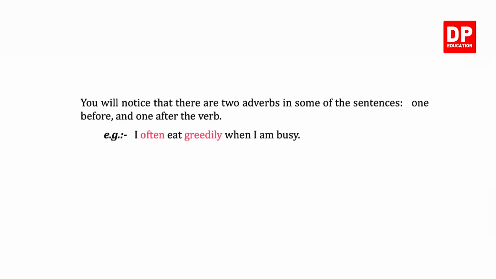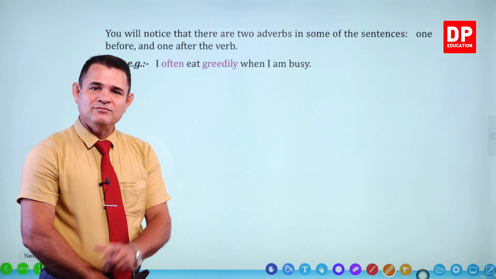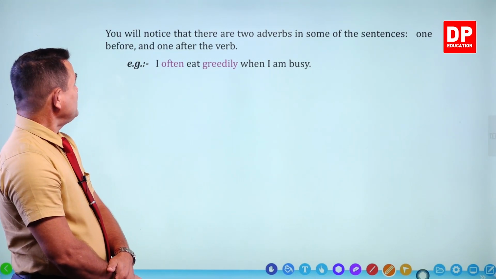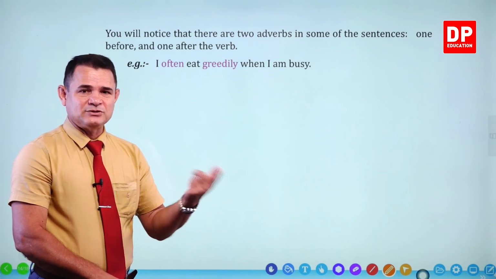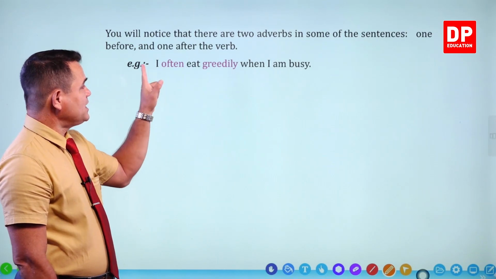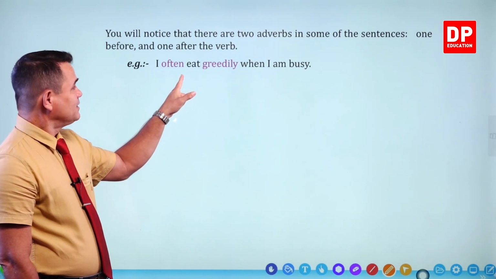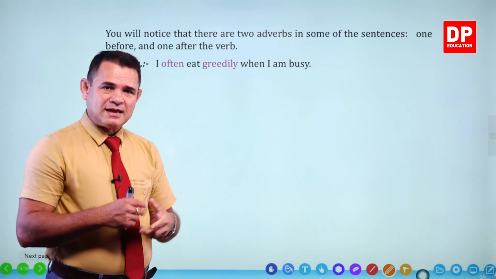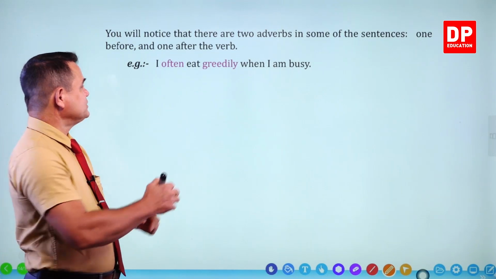And you will notice that there are 2 adverbs in some of the sentences. One before and one after the verb. Now just have a look at this. I often eat greedily when I am busy. Often is also an adverb. So this is the verb.